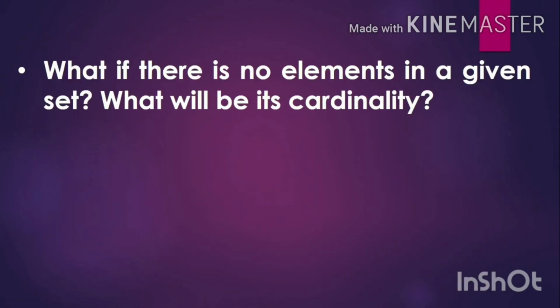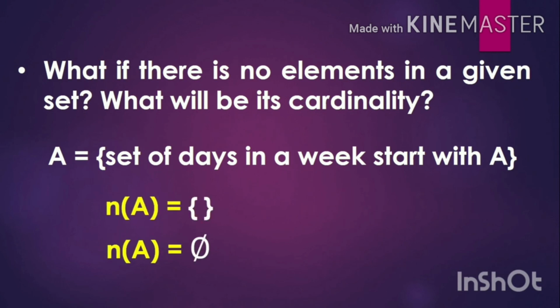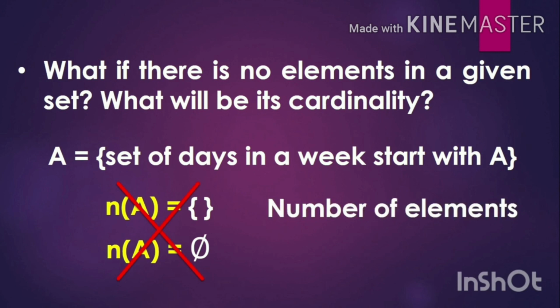But what if there is no element in a given set? So what will be its cardinality? Example, set A is a set of days in a week that start with letter A. If you write it like this, then I think it's not right. Since we are talking about the number of elements, we cannot use the symbol of empty or null set. Instead, we can say that the cardinality of the given set is equal to 0. Remember, we are talking about the number of elements.